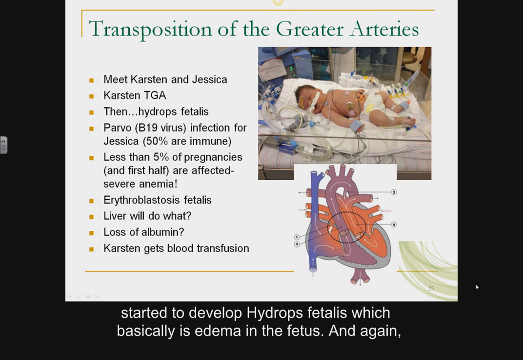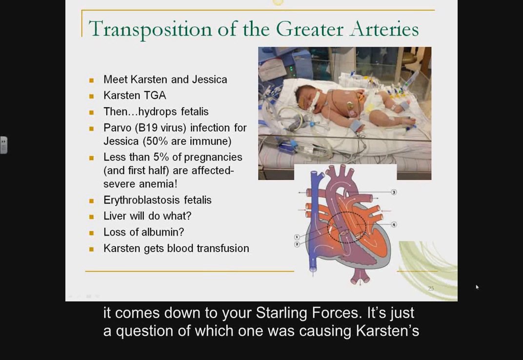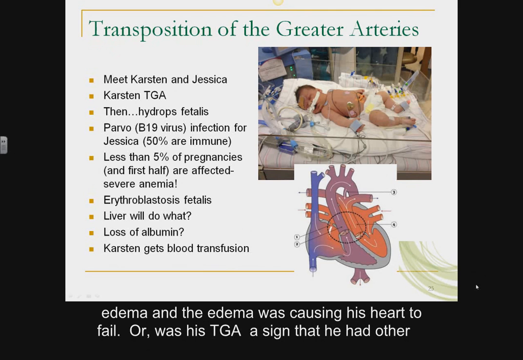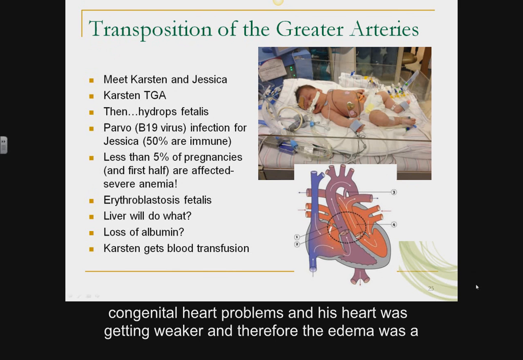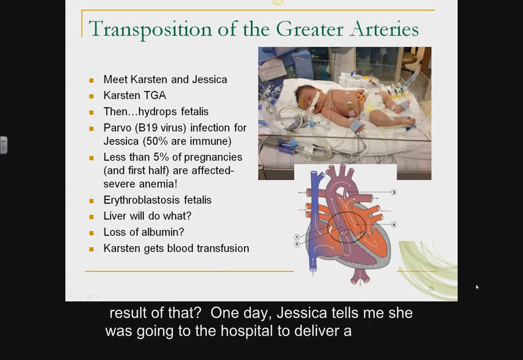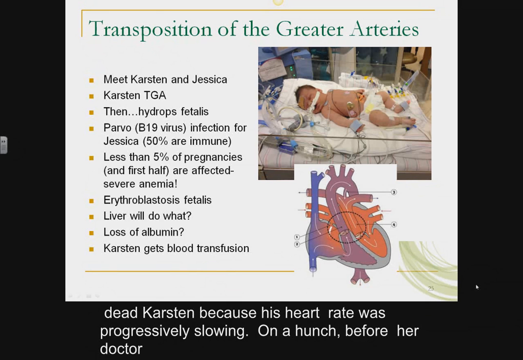Well, Karsten started to develop hydrops fetalis, which basically is edema in the fetus. And again, it comes down to your Starling forces. It's just a question of which one causes Karsten's edema, and the edema was causing his heart to fail. Or was his TGA a sign that he had other congenital heart problems, and his heart was getting weaker, and therefore the edema was a result of that? One day, Jessica tells me she's going to the hospital to deliver a dead Karsten because his heart rate was progressively slowing.